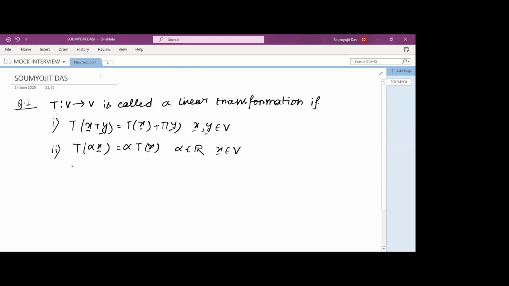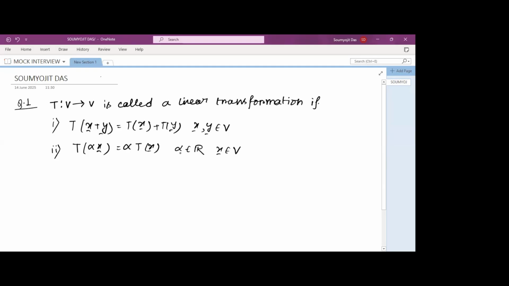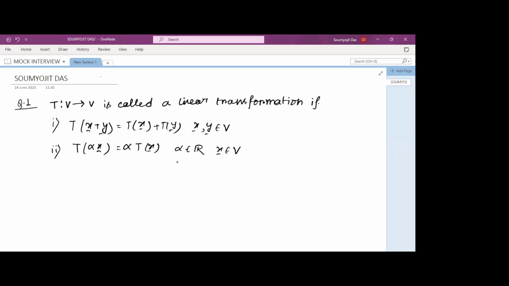Is it necessary that alpha belongs to R or some field? Sir, alpha can belong to complex numbers also. So I think it's not necessary. Again, my question is still open. Is it necessary that alpha belongs to complex numbers? No, sir. Actually, we can also represent a real number in terms of complex numbers. So not necessarily complex. Alpha can be any number. Okay.